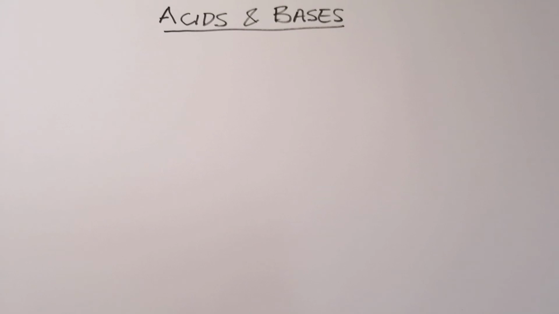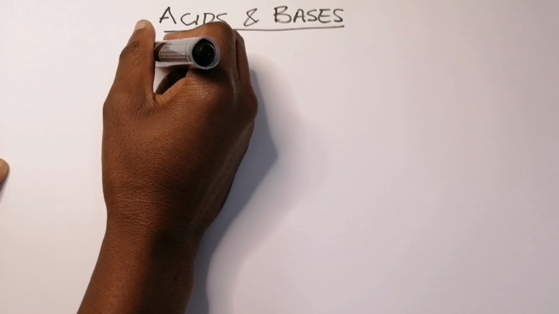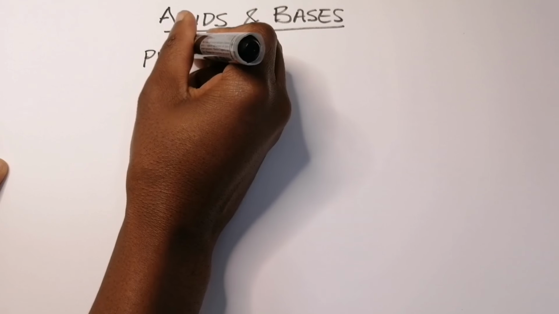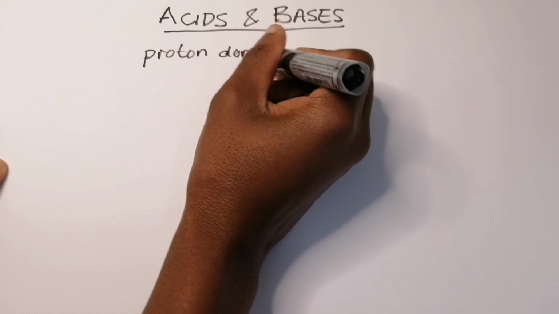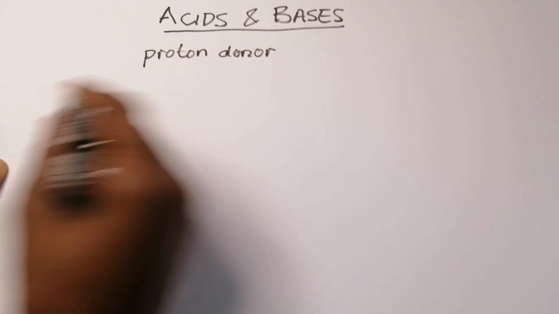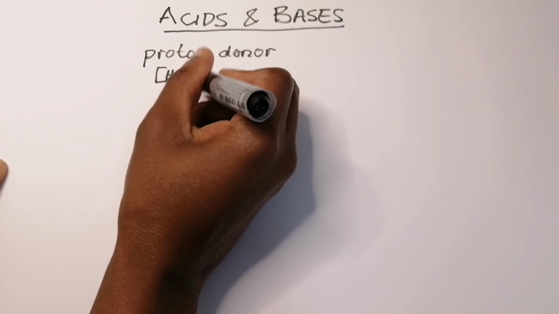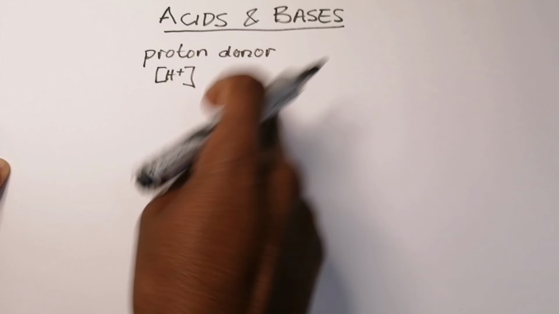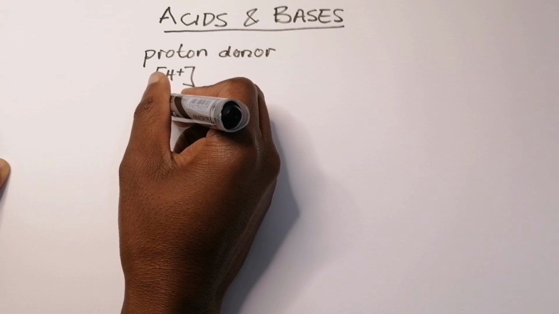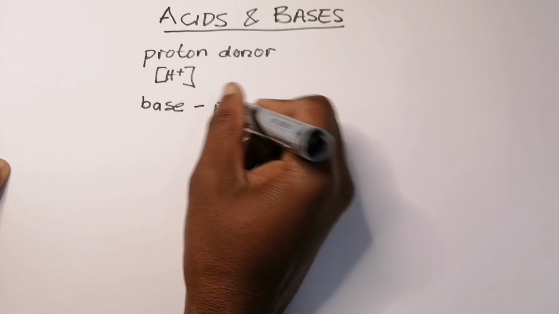Now we define an acid according to the Lowry-Bronsted theory. Please remember, an acid is essentially a proton donor. When we say proton, it's the same as H plus, right? So this is where we are talking about the hydronium ion. So it's an H plus donor, and a base is a proton acceptor. According to the Lowry-Bronsted theory, a base is a proton acceptor.